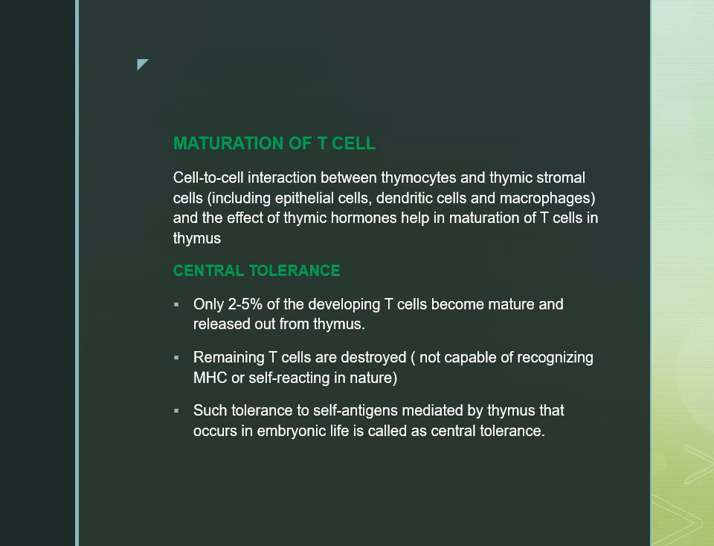So this is very important to protect your body from autoimmunity. That means your T cells are reacting against yourself. So they are all destroyed in the thymus only. That is known as the central tolerance.